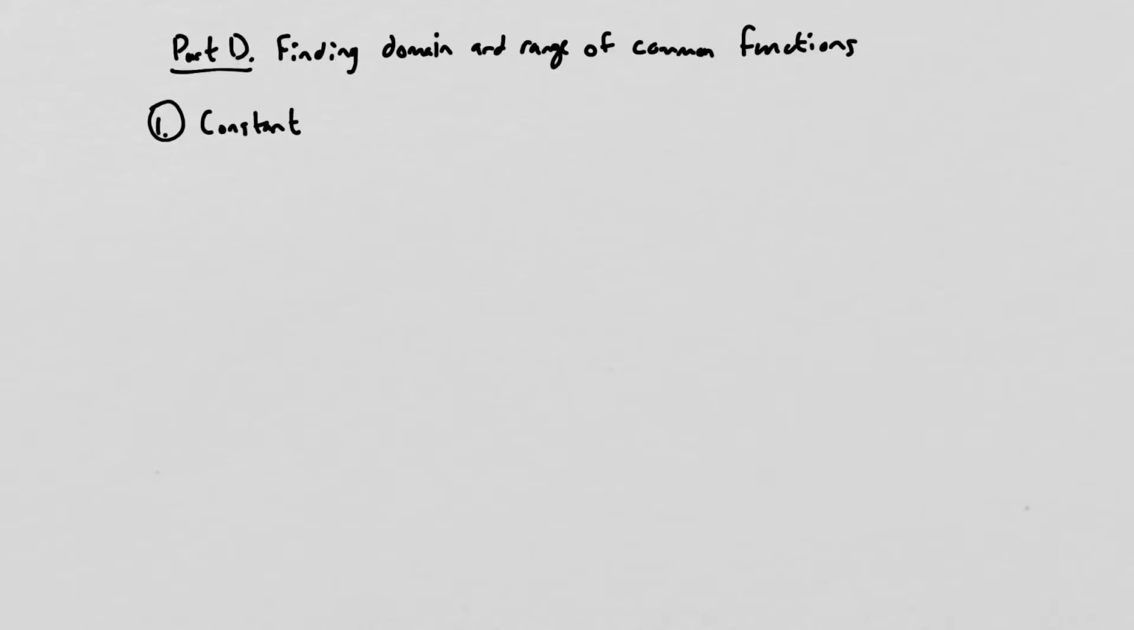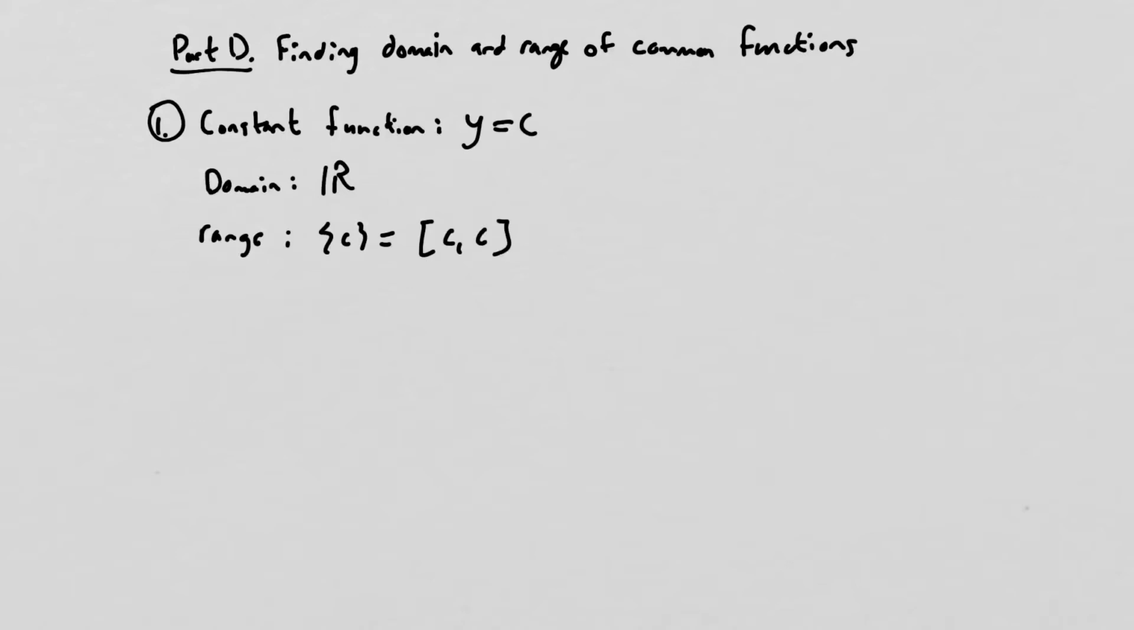Our first function is called a constant function, and this is when every y value is the same y value. The domain of this function is going to be all real numbers, and the range of this function is only going to be one number, so it's only going to be c. And we can write this using interval notation as follows. The graph of this function looks something like this.